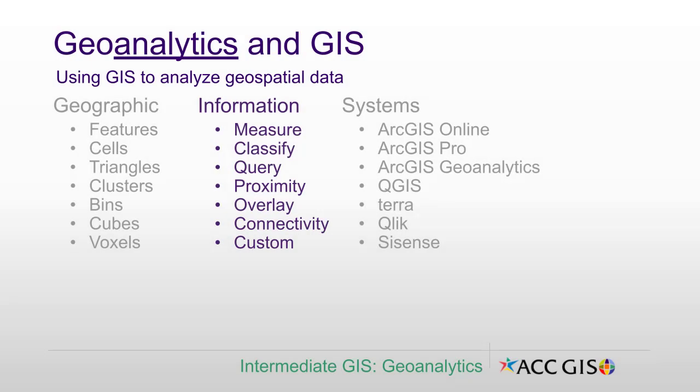Now let's discuss how we can use GIS to analyze geospatial data. That is, analyzing geographic and feature attribute information, where we measure, classify, and query it, or perform proximity, overlay, connectivity, and even custom analysis.